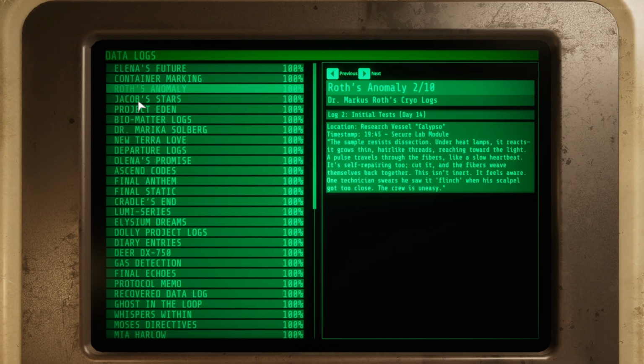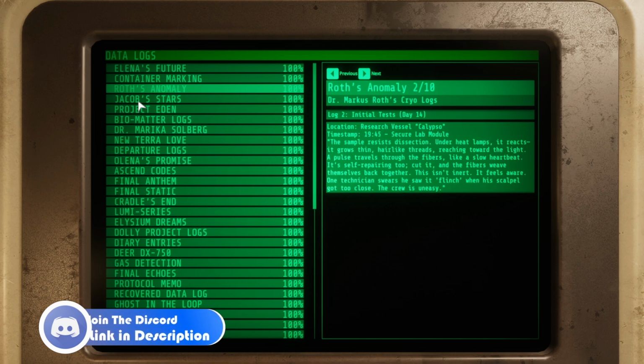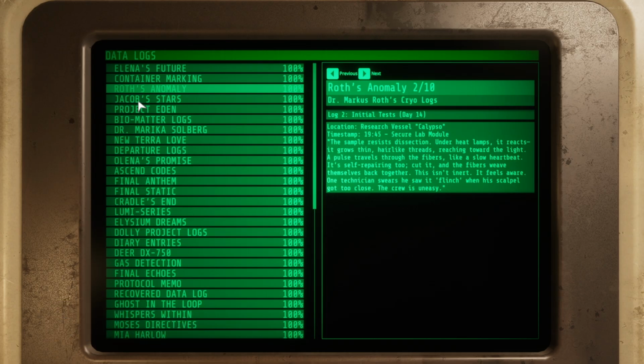Log 2, initial tests, day 14. Location is on the research vessel Calypso. Timestamp is 1945. Again, 24-hour clock, so that would be 7:45 p.m. Secure lab module. The sample resists dissection. Under heat lamps, it reacts. It grows thin, hair-like threads, reaching towards the light. A pulse travels through the fibers, like a slow heartbeat. It's self-repairing too. Cut it, and the fibers weave themselves back together. This isn't inert. It feels aware. One technician swears he saw it flinch when his scalpel got too close. The crew is uneasy. I think I kind of would be too.